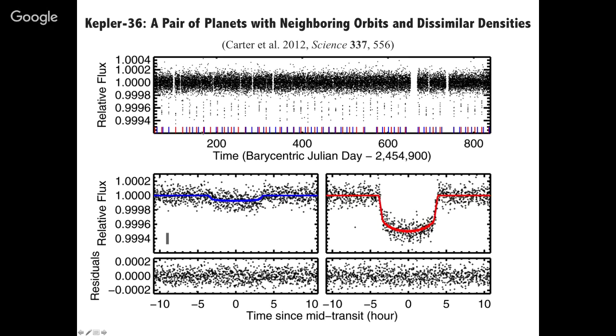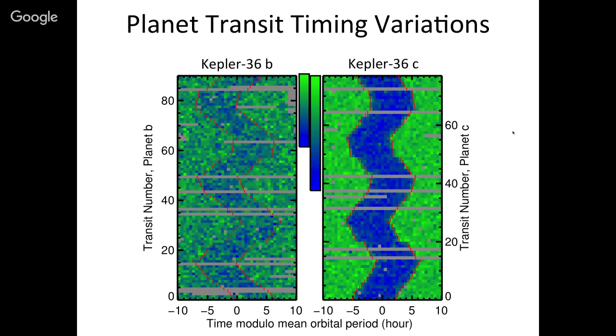But now, these transits of the various planets don't recur like clockwork. Instead, the planets are dynamically interacting, and the gravitational tugs of each planet on the other cause the planets to sometimes arrive a little bit late to transit their host star, and sometimes a little bit early. And you can see that visually in this diagram.